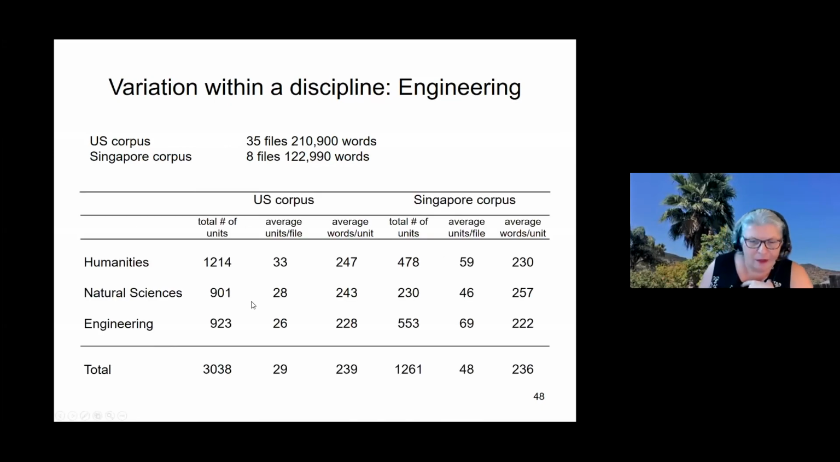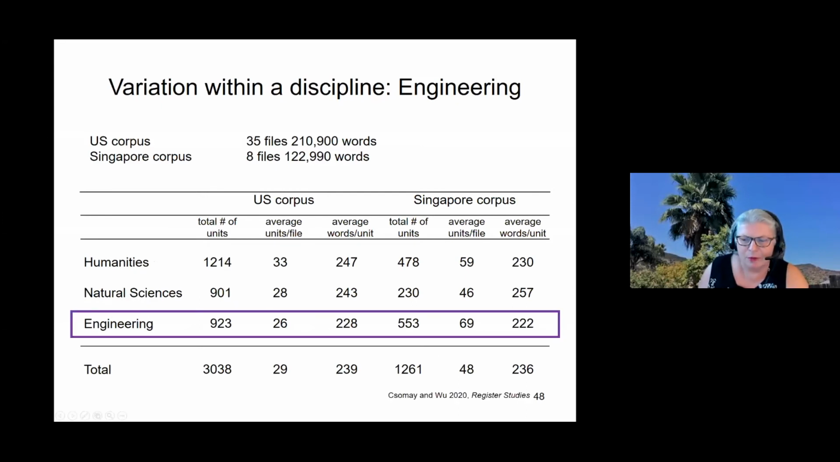Okay. So there were 3 different disciplines that we looked at, humanities, natural sciences, and engineering, but I'm only focusing on engineering because that showed the most divergence between the 2 contexts. And this just came out in April in the new journal, Register Studies, edited by Bethany Gray and a colleague. It's a wonderful journal, so I encourage everybody to have a look. They have really interesting articles.